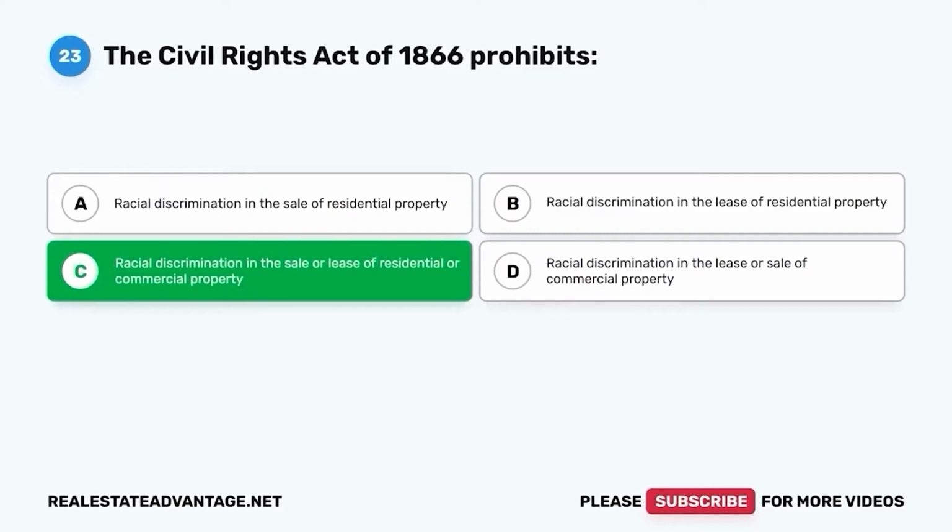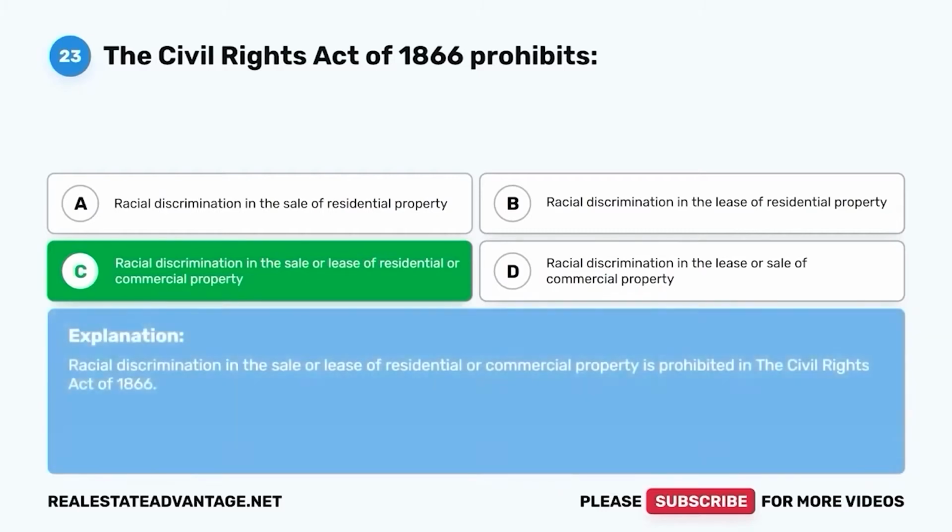Racial discrimination in the sale or lease of residential or commercial property. Racial discrimination in the sale or lease of residential or commercial property is prohibited in the Civil Rights Act of 1866.